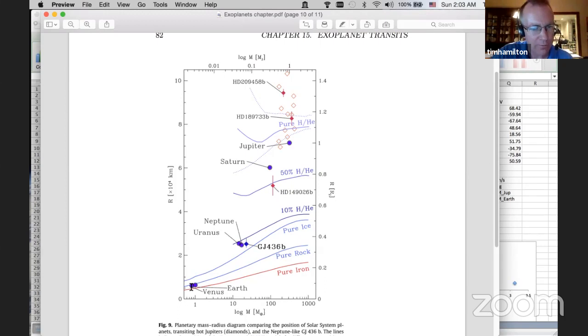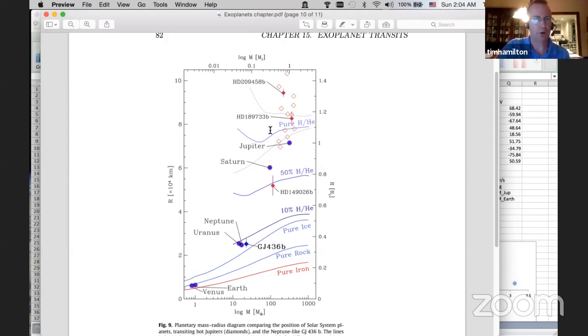Okay, now notice that they've overplotted our solar system. Venus and Earth are rocky planets with iron cores. All right, so we fall below the pure rock and well above pure iron. Uranus and Neptune are ice with a bit of gas. Saturn and Jupiter are between 50 and 100% pure gas. And then we have some of these stars here. This is the Henry Draper catalog, HD there. Planets around some of those stars there.